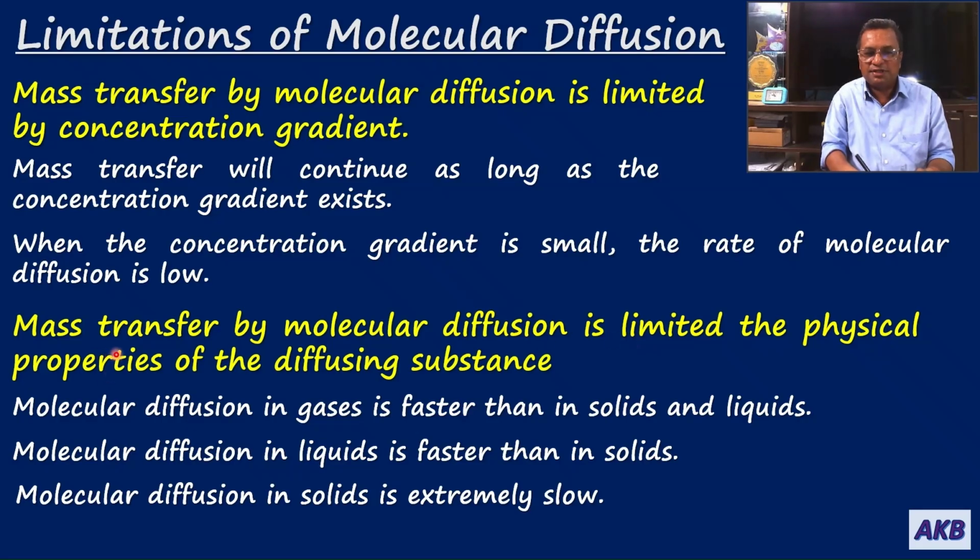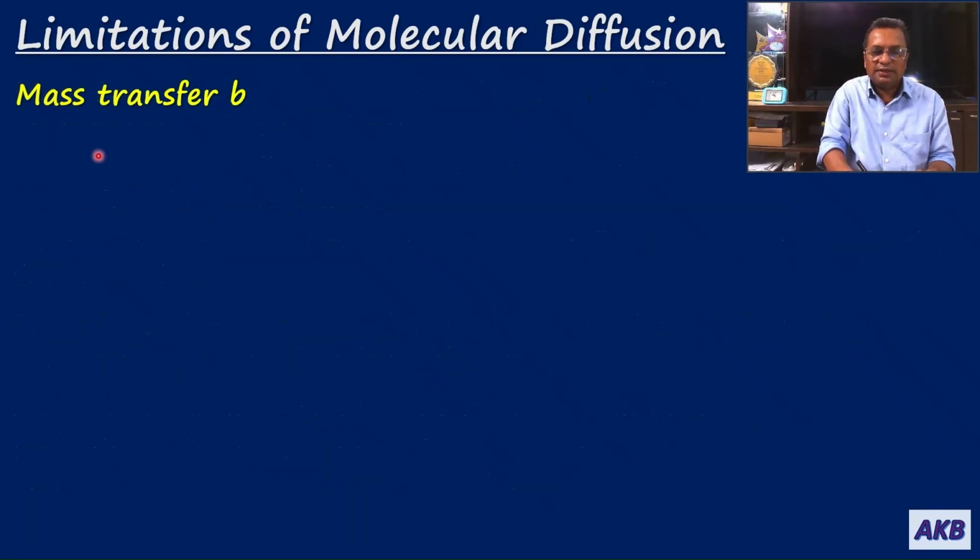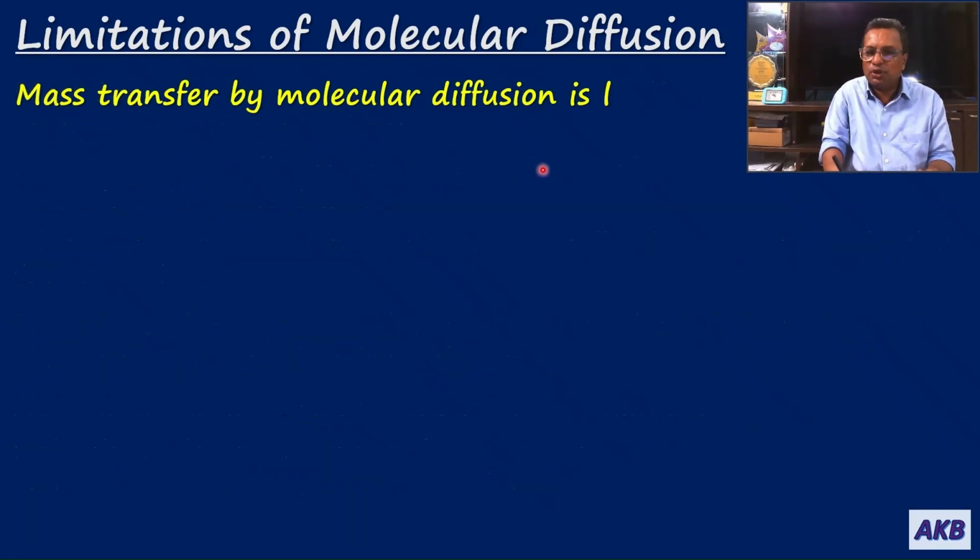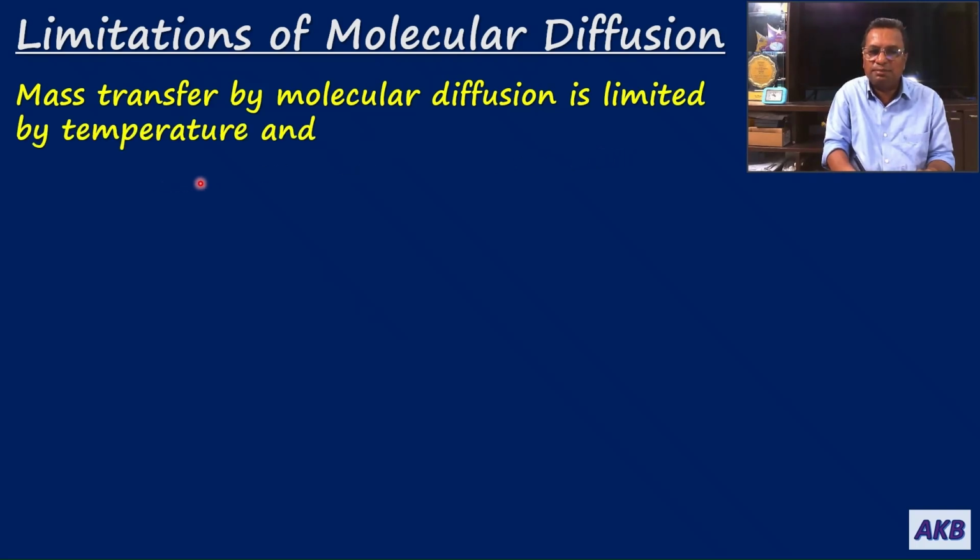So the limitation is mass transfer by molecular diffusion. It is limited by the physical properties of the diffusing substance. In gases, molecular diffusion is faster, and in solids, molecular diffusion is extremely slow. Let us move on. Then the other limitation is that mass transfer by molecular diffusion is limited by temperature and pressure. That is, molecular diffusion depends on temperature and pressure.